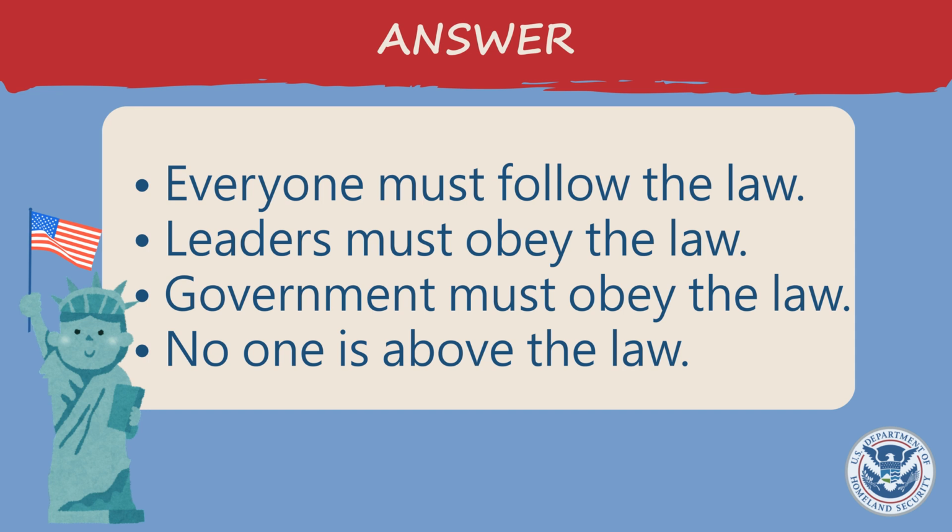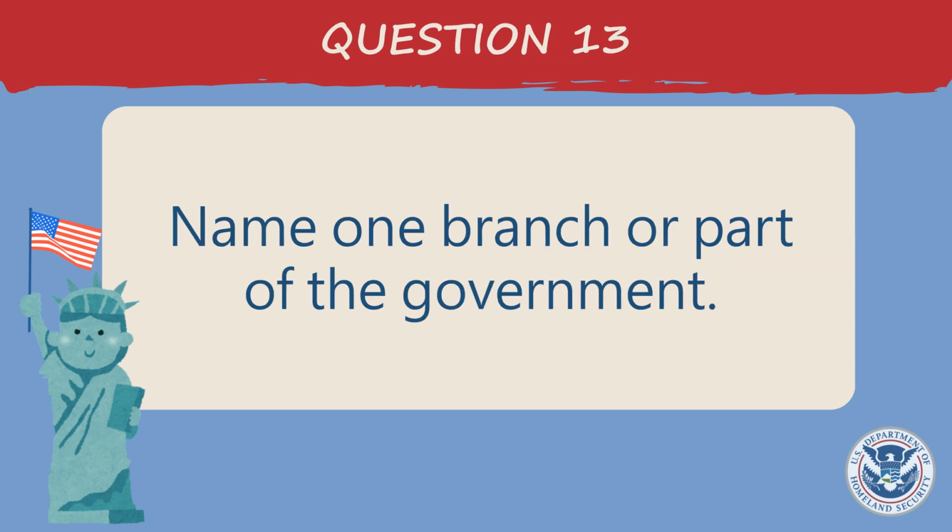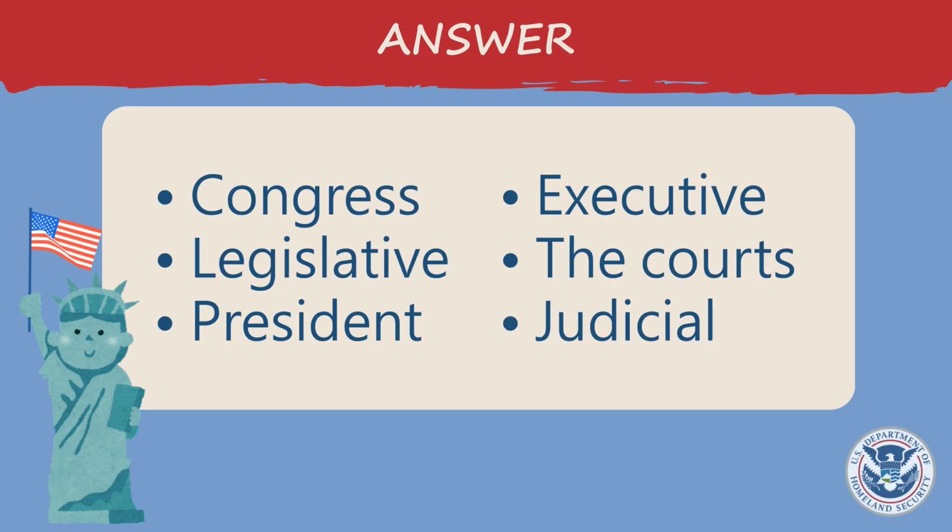What is the rule of law? Everyone must follow the law. Leaders must obey the law. Government must obey the law. No one is above the law. Name one branch or part of the government. Congress, legislative, president, executive, the courts, judicial.